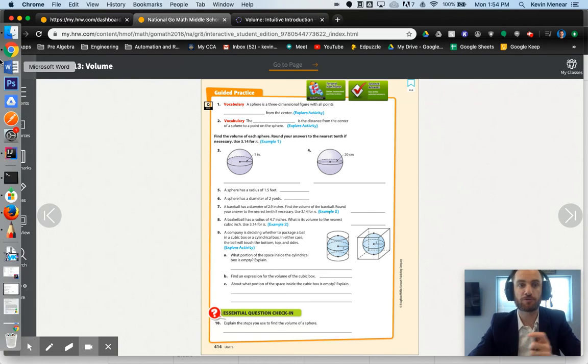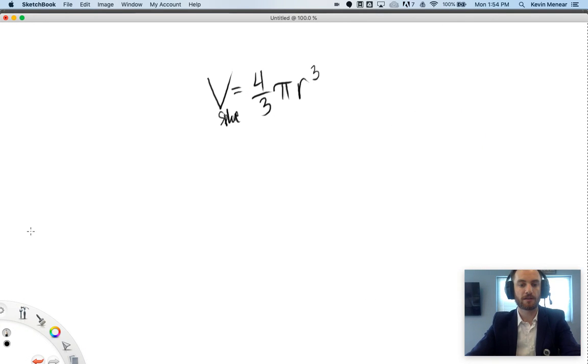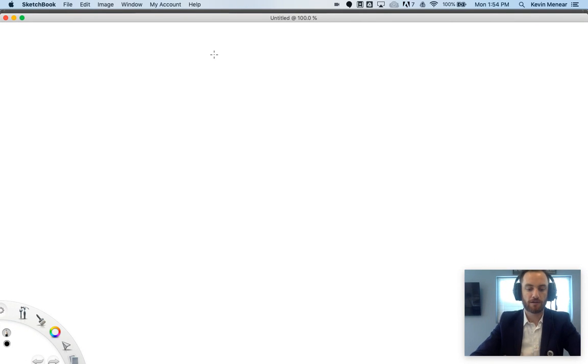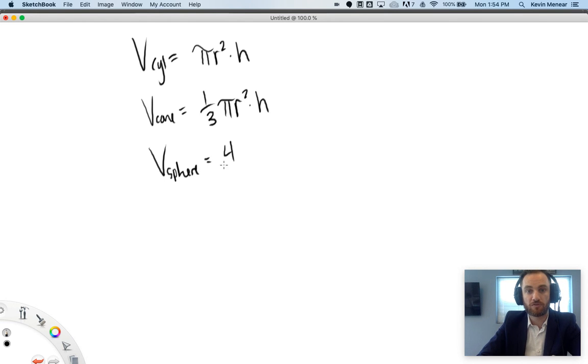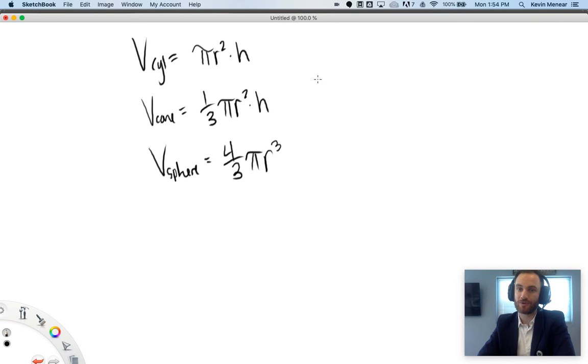Volume of a cylinder, let's go through them really quick, okay? Volume of a cylinder is equal to pi r squared times h. Volume of a cone is equal to 1/3 pi r squared times h. And the volume of a sphere is equal to 4/3 pi r cubed. All right? So commit these to memory. Just memorize them. It's the easiest way to do it, okay?